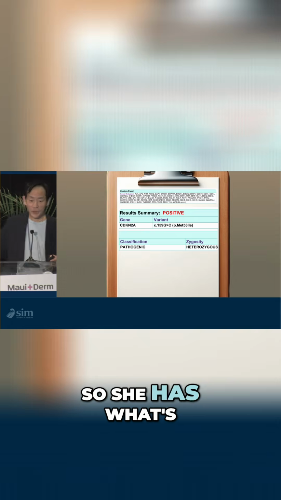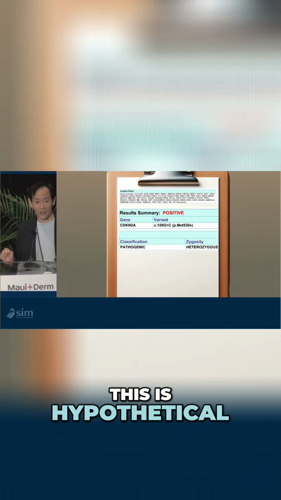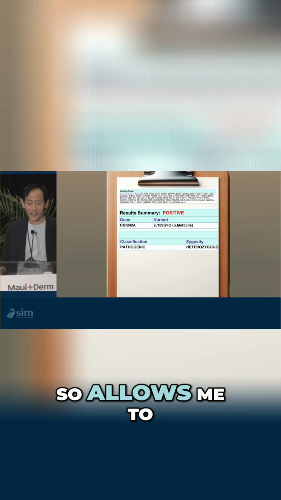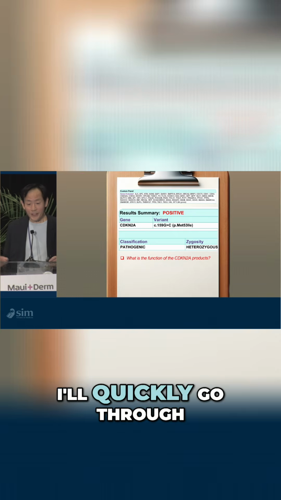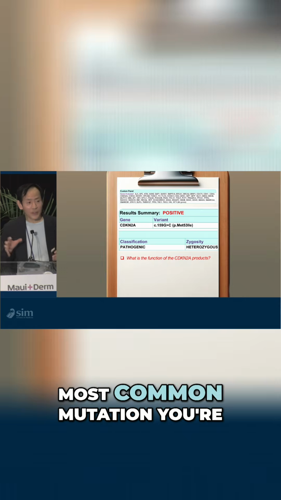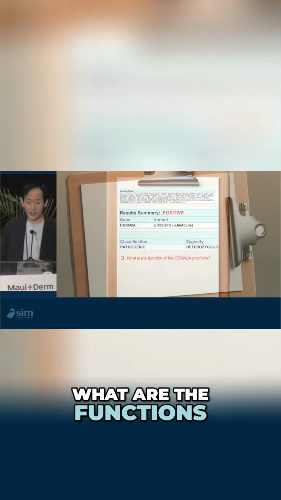So she has what's known as a Scottish mutation in CDKN2A. And as you remember, this is hypothetical, created. So it allows me to sort of go through some of this. I'll quickly go through because this is the most common mutation you're likely to confront in your practice. What are the functions of the genes?